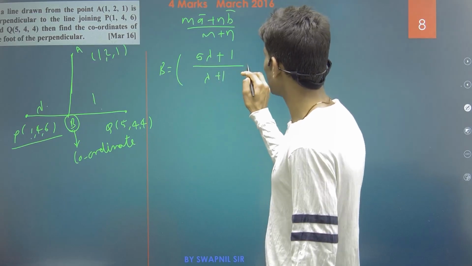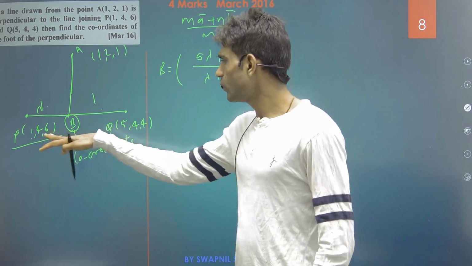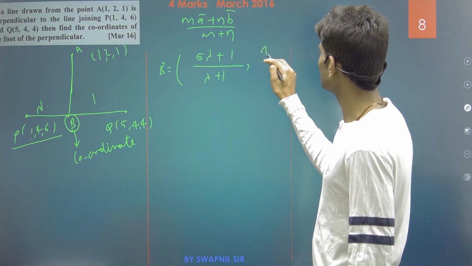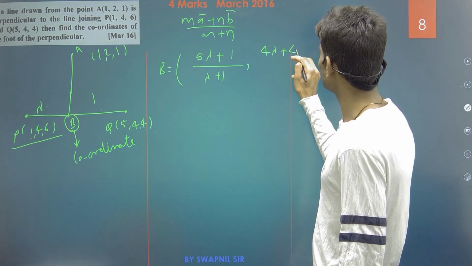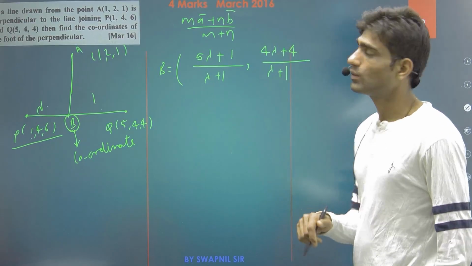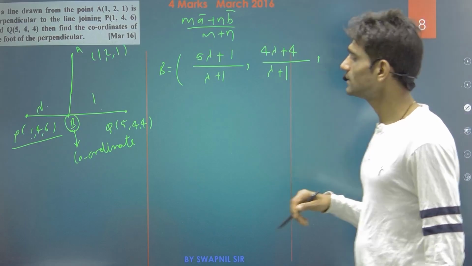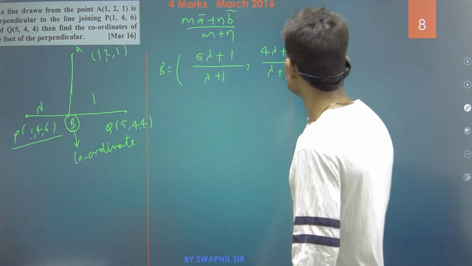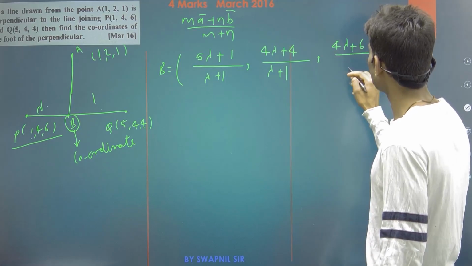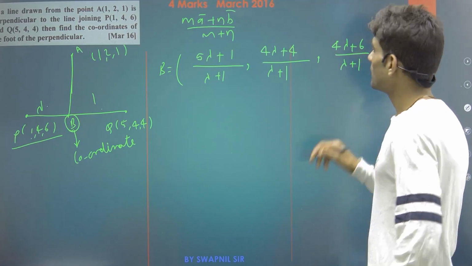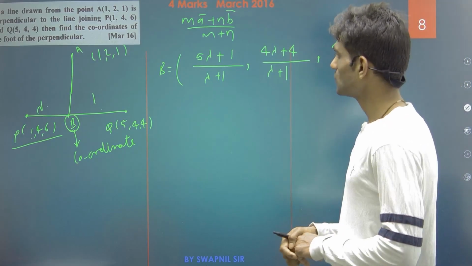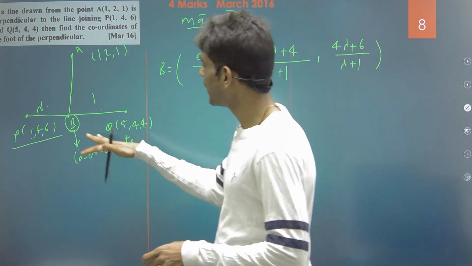This is our first coordinate. Similarly, for the next, 4 times lambda plus 4 times 1, which we can write as 4 upon lambda plus 1, as m plus n. And similarly the third coordinate: 4 times lambda plus 6 times 1, upon lambda plus 1. So we have three coordinates for our point B.